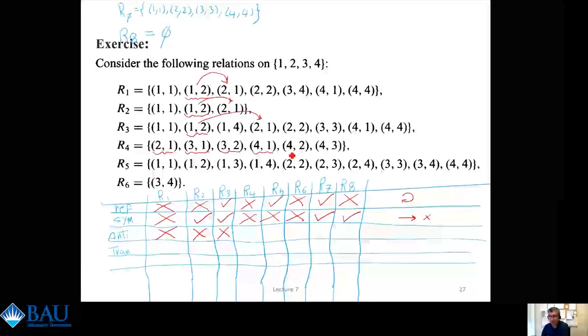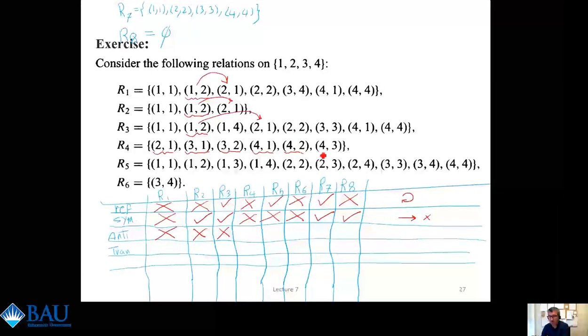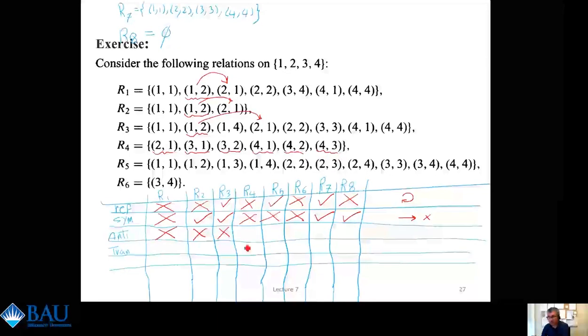4, 1. We do not have a 1, 4. 4, 2. We do not have a 2, 4. 4, 3. We do not have a 3, 4. So yes, it's antisymmetric.